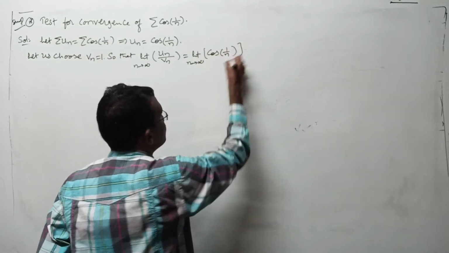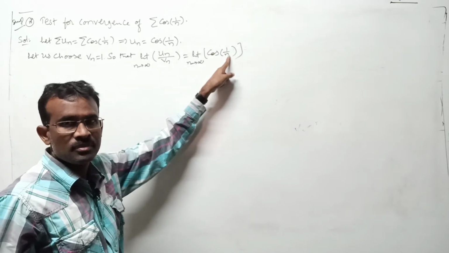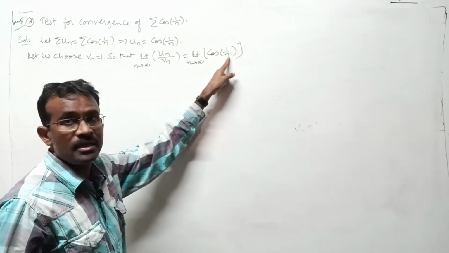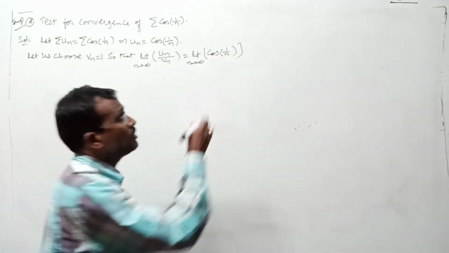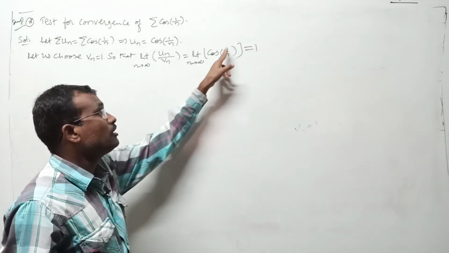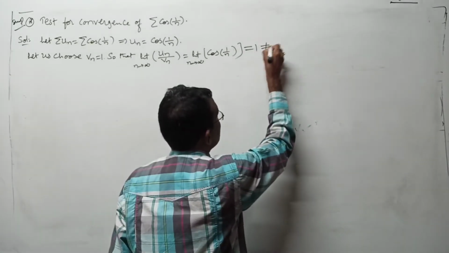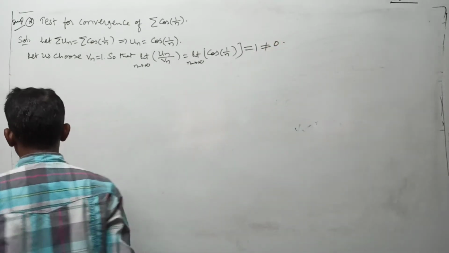Perfectly. Right? As n tends to infinity, 1 by n tends to 0. Cos 0 is what? 1 or not? Cos 0 value is 1, which means as n tends to infinity, cos 1 by n tends to 1. Now which is a non-zero real number? So this selection is correct.